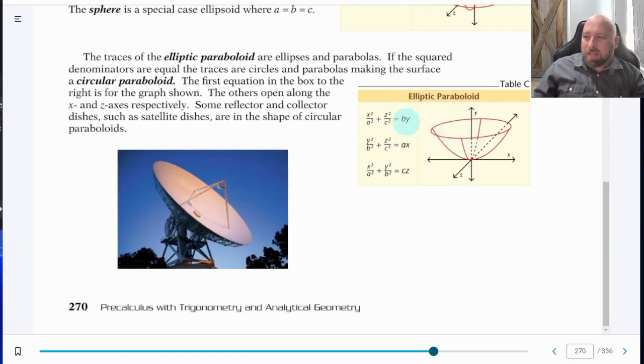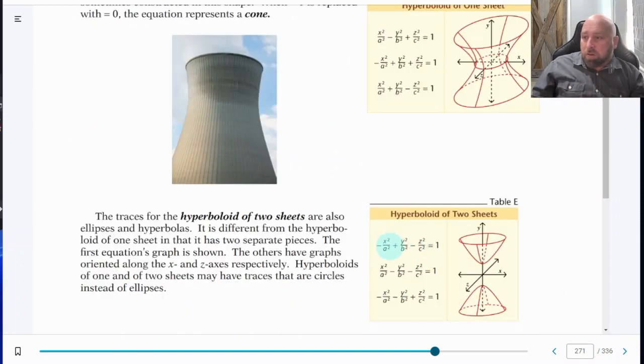All this is taking this elliptic paraboloid and putting another one underneath it facing the other direction. Now notice what changes here. We have a negative and a negative. Okay, in this one, notice the y is negative, and in this one, the y is positive. The x and the z are negative, and here the x and the z are positive. So if you take this hyperboloid of 1 sheet and change all of its signs on the left side, then you're going to get the hyperboloid of 2 sheets.